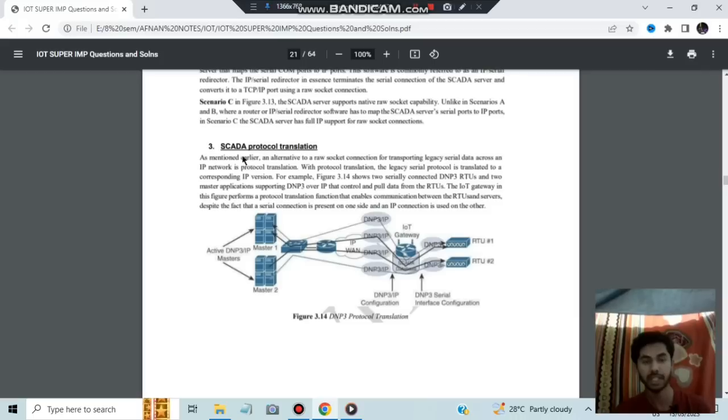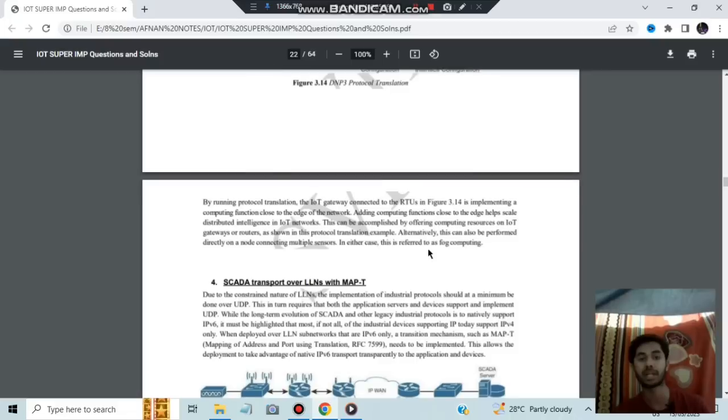You can go through it. Next we have the SCADA protocol translation. Here also we'll be having two masters, and between that we'll be having routers and clients, and it will be transferred via the IP network through the IoT gateway to the RTUs. So this is how the translation happens, by using the IP protocols.